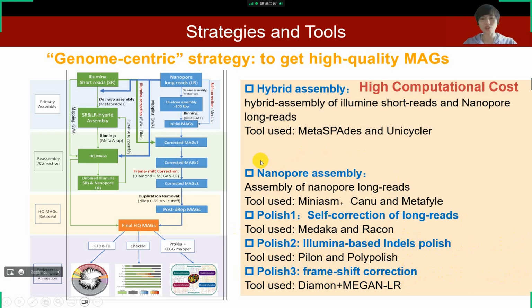The challenge for this nanopore assembly is that nanopore sequencing nowadays is still costly. So in many cases, the nanopore dataset won't have enough coverage of the community. The insufficient community coverage would cause bad assembly in this nanopore assembly approach.